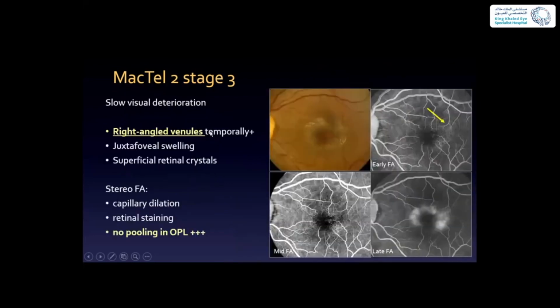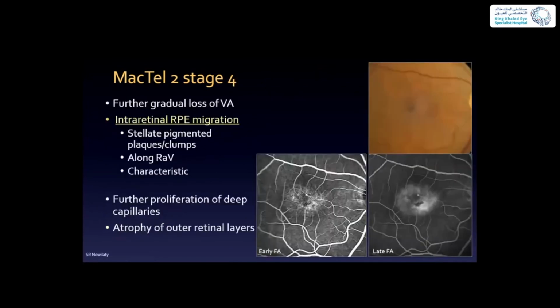In stage 2, you will see some grayishness around the foveola with more staining on the fluorescein angiogram. And in stage 3, that's when patients start to really have reduced vision. You'll start to see these right-angled venules, sometimes crystals, and a lot more staining around the fovea, but no pooling in the outer plexiform layer on OCT. Stage 4 is characterized by the presence of pigment that comes in usually temporally, but can actually be even on the nasal side of the foveola. And this is also very characteristic. Sometimes all you see in a patient is 1 spot of pigment in each eye, temporal to the fovea. That makes your diagnosis. That is MACTEL2 until proven otherwise.